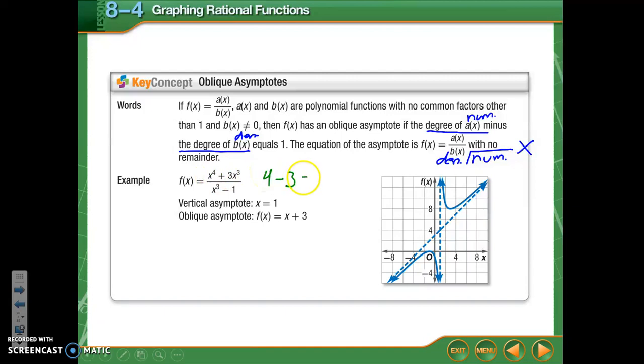So if we look here, if I take the degree of my numerator, which is 4, minus the degree of my denominator, which is 3, I get 1. That means there has to be an oblique asymptote. In this case, it's x plus 3. The vertical asymptote is still wherever the denominator is equal to 0. So what makes x cubed minus 1 equal to 0? x equals 1. So here, x equals 1. This is my vertical asymptote. Here I have the line y equals x plus 3. That's my oblique asymptote. And my graph looks like this.